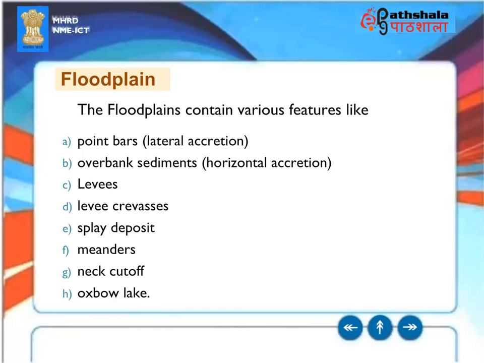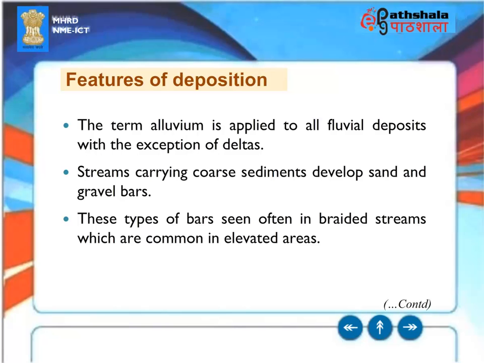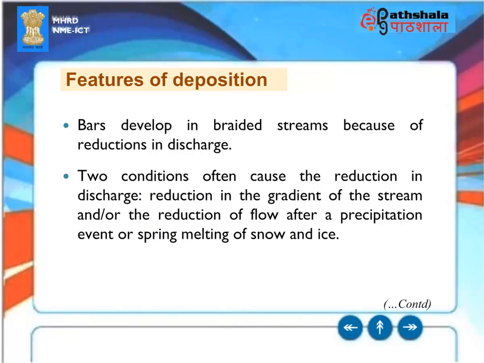The floodplains contain various features like point bars, lateral accretion, overbank sediments, horizontal accretion, levees, levee crevices, splay deposit, meanders, neck cutoff, oxbow lake. Features of deposition. The term alluvium is applied to all fluvial deposits with the exception of deltas. Streams carrying coarse sediments develop sand and gravel bars. These types of bars are seen often in braided streams, which are common in elevated areas. Bars develop in braided streams because of reductions in discharge.